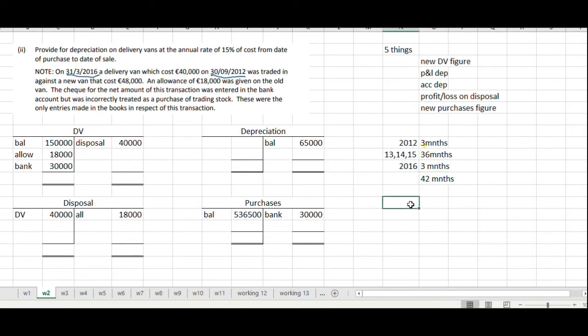So the calculation would be 40,000 at 15%.